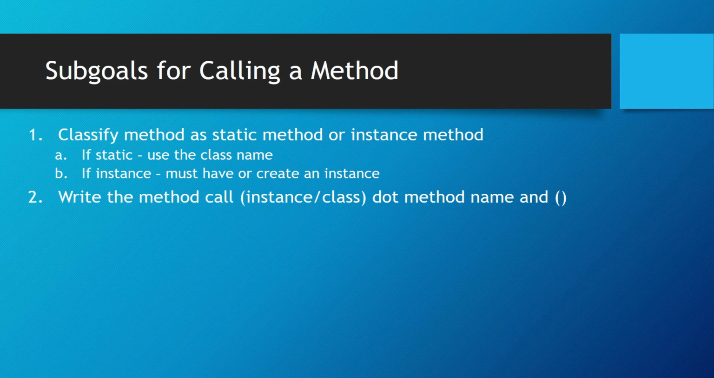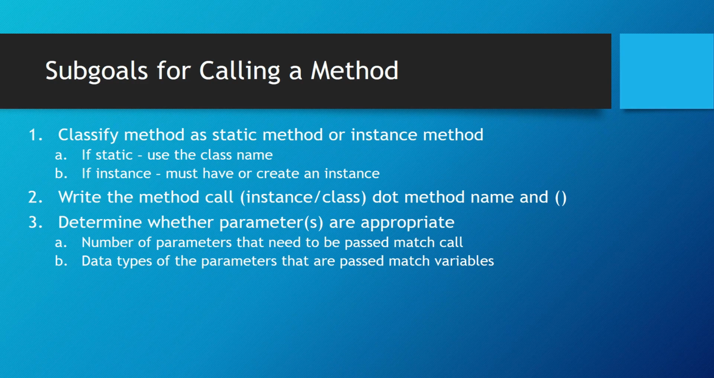For the second subgoal, we write the method call using the instance or class name, .method name, and open and close parentheses. For the third subgoal, we need to determine whether the parameters are appropriate. This has two parts: the number of parameters that need to be passed, and the data types of those parameters.